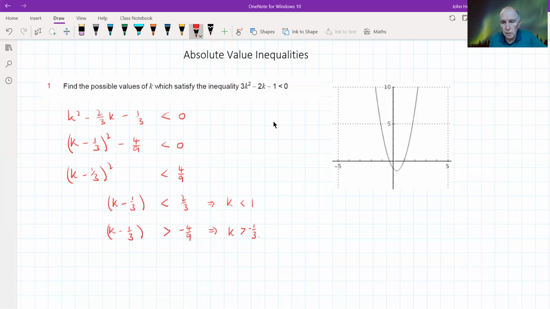So that's it. If we compare that to what we've got here, we can see that's just about right. K is greater than minus 1/3, that's this point here, and less than 1. So that's the region in which the value of k has to be in order for the inequality in the question to be less than 0. The main thing I really wanted to bring out there was that we have to be careful when we take the square roots as to what we do with the sign of the inequality.